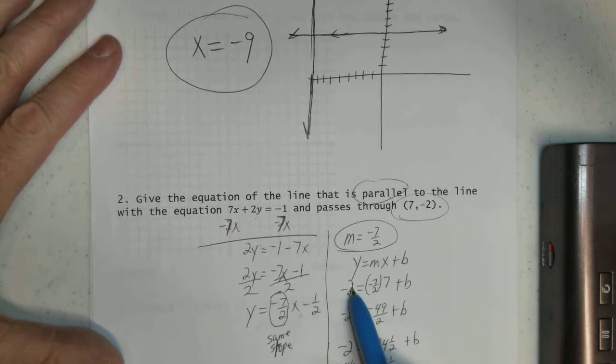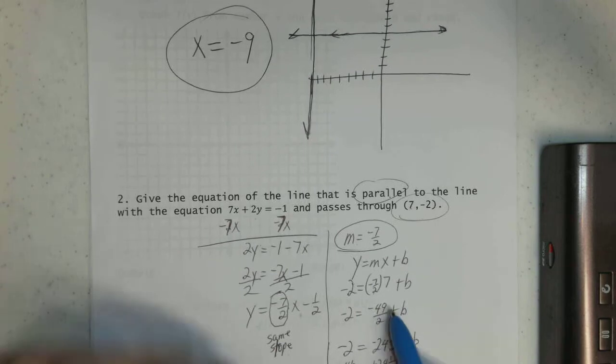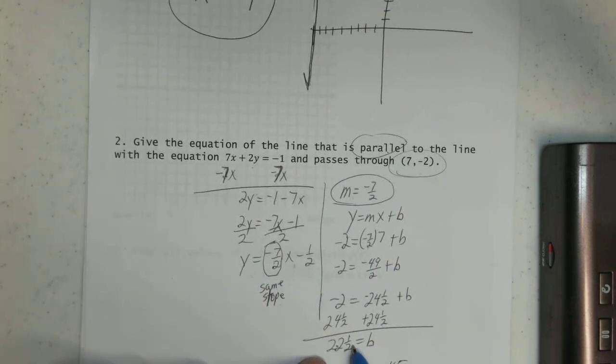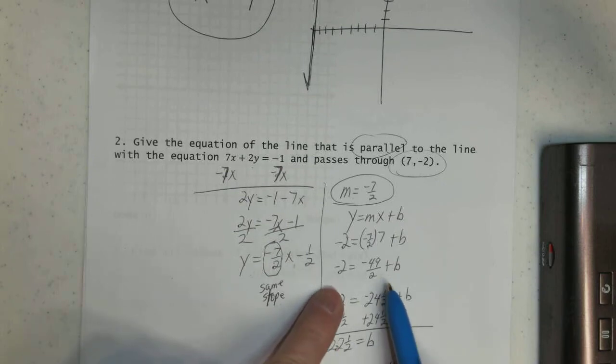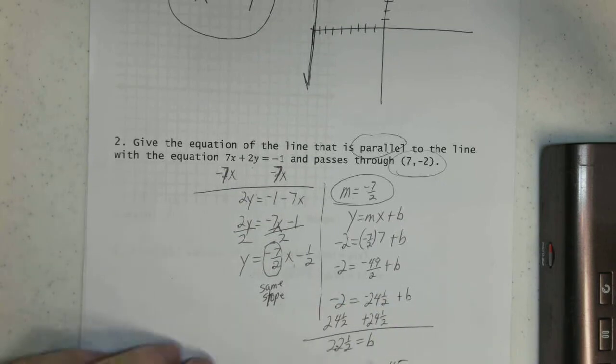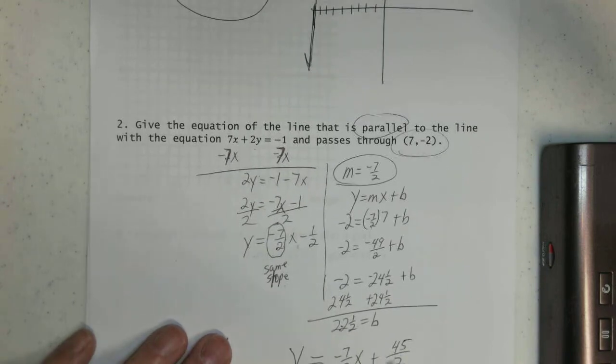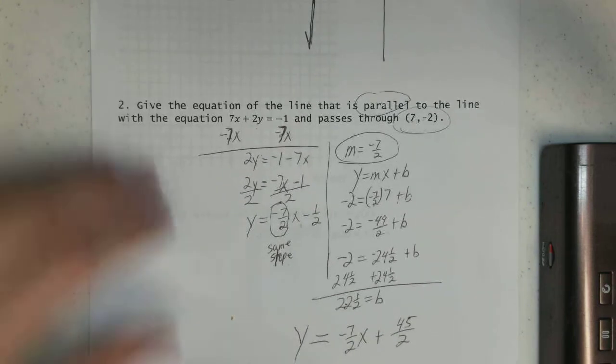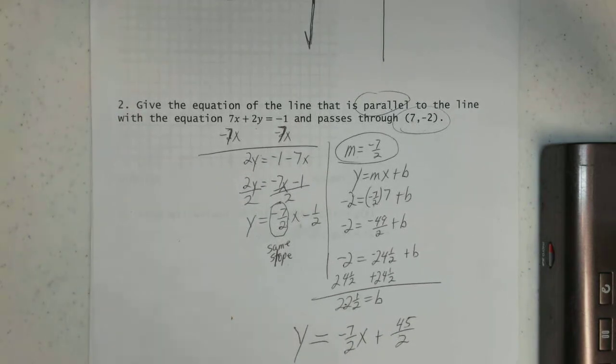So I put the negative 2 in for y, the 7 in for x, the negative 7 halves in for m, and solved for b. Went through the process of doing that. And then I had this as a mixed number, and I changed it back to an improper fraction, and came up with the equation y equals negative 7 halves x plus 45 halves. So those two are just linear equations.